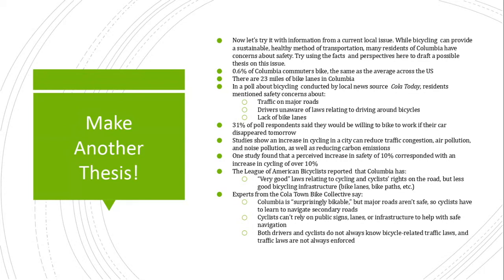So 0.6% of Columbia commuters bike, which is the same as the average all across the United States. There are 23 miles of bike lanes in Columbia. In a poll about bicycling conducted by a local news source, residents mentioned safety concerns about traffic on major roads, drivers being unaware of laws related to driving around bicycles, and the lack of bike lanes.